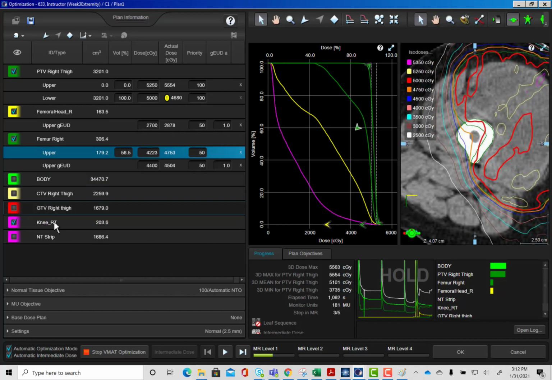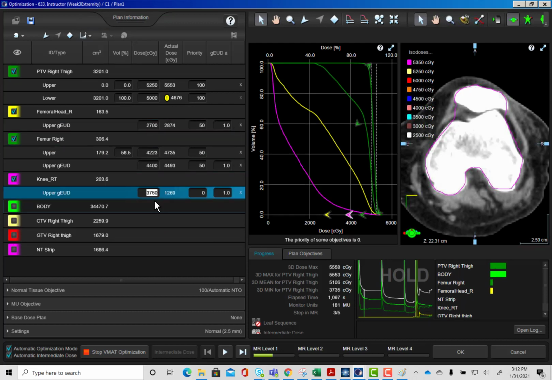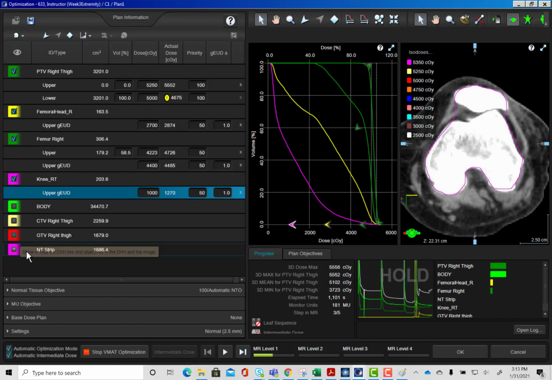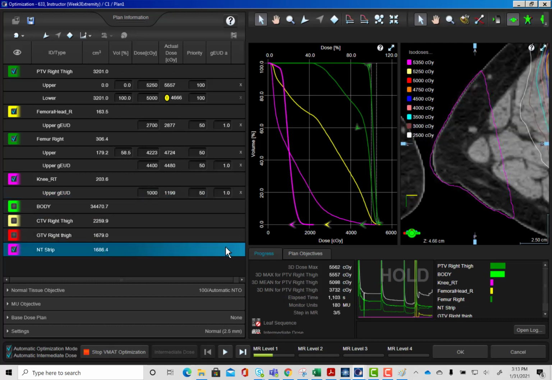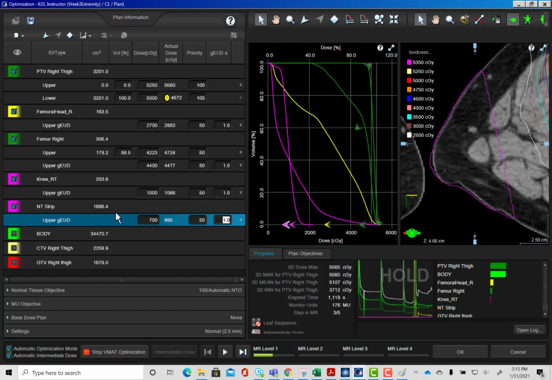Our knee is already really low, but same thing, there's no reason not to try to get it a little bit lower. And this NT strip. So we want 50% of this strip to get less than 2000. Same thing, we meet it with flying colors, no problem. But just like with all these others, we're going to see if we can get it to go down even more.